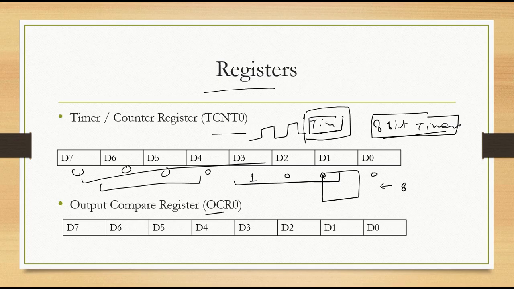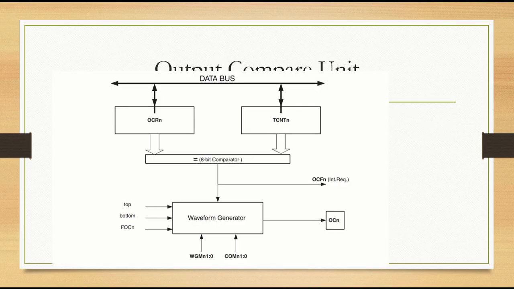Then we have output compare register, so we can generate or we can produce some signal on a certain microcontroller pin when the count matches to some fixed value. So that's an additional feature of this timer counter module that can be used. So if we store some value in the OCR0 register, it is continuously compared with the content of TCNT0 register, and if it matches with the content of OCR0, then a signal can be generated on the OCR0 pin. So it can be used for certain applications.